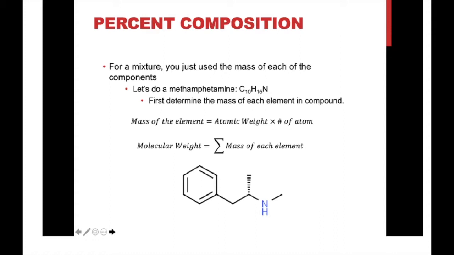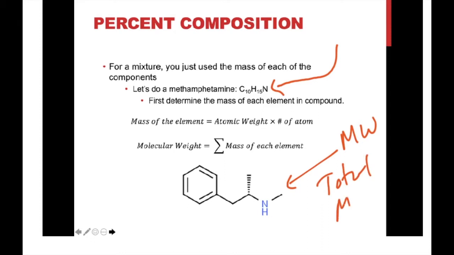All right. So first we need to figure out the molecular weight of this guy. That's going to be the total. So the molecular weight of methamphetamine is going to be our total mass. It's going to be the bottom of our equation. And then the mass of each element is going to be the mass of the part, the thing on top.